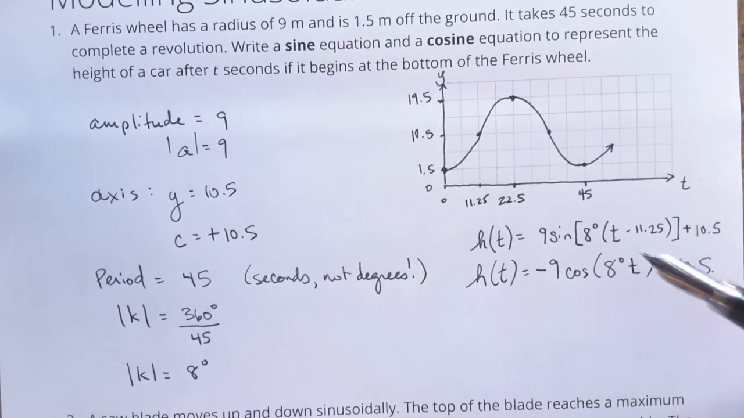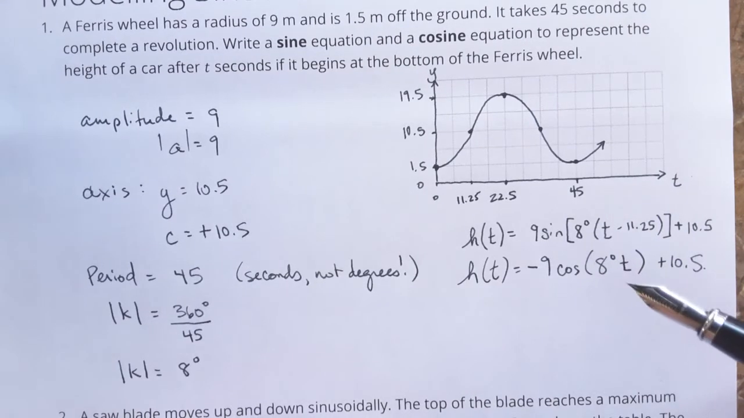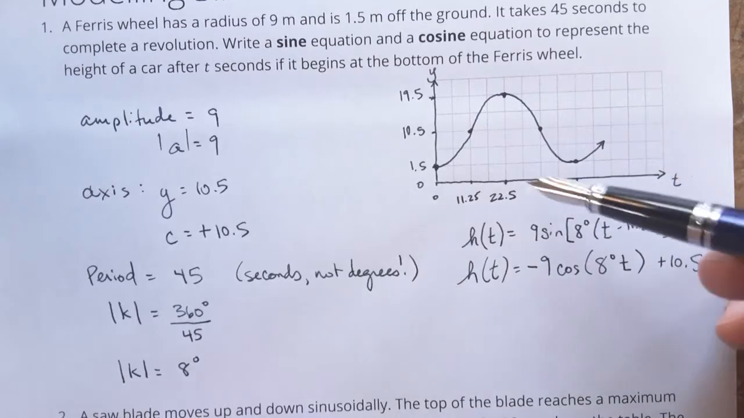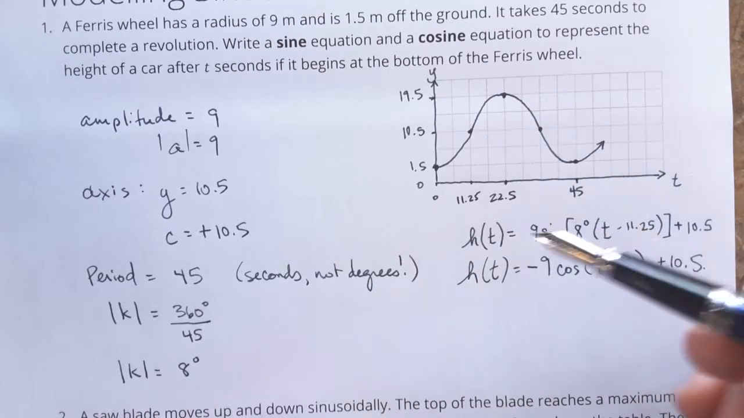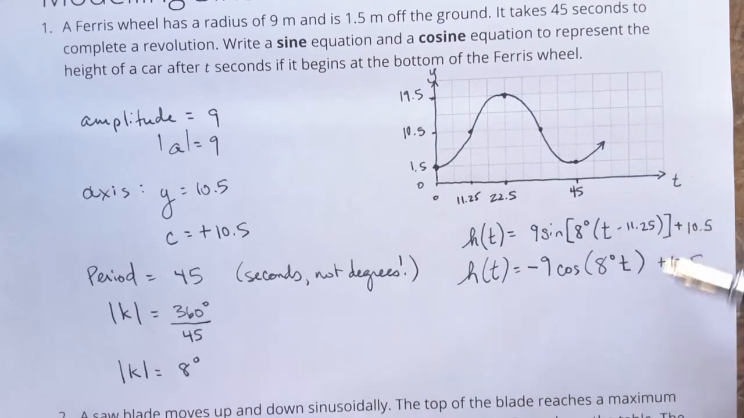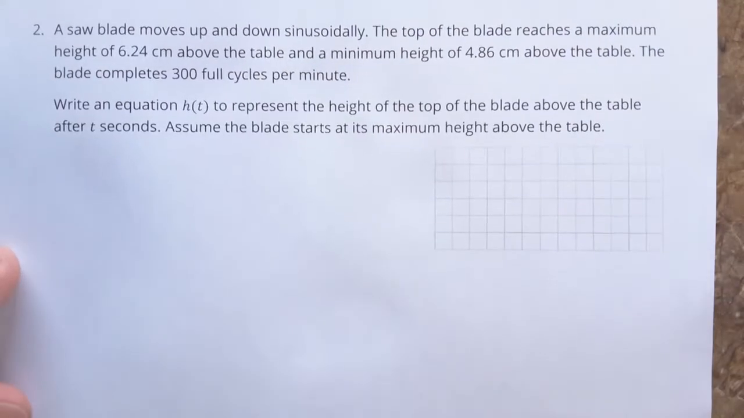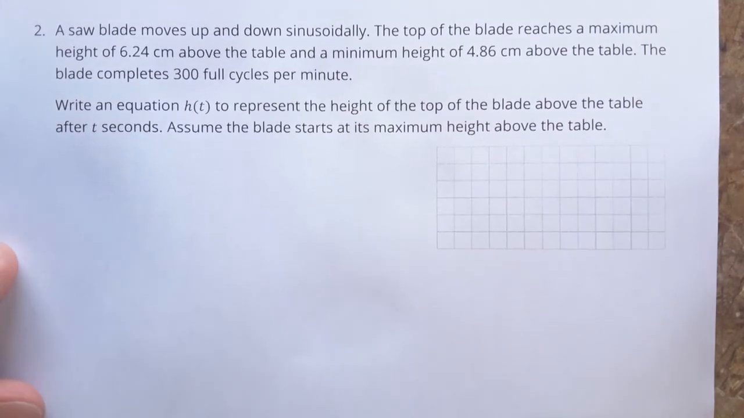And once again, you could now use this, for example, to say, how high will the Ferris wheel be at 100 seconds? That would be difficult to see on the graph, even by extending it. You put 100 in for t, find h of 100 in either equation, and you'll find out what the height is from then on. Okay, in our second example, we have a saw blade that moves up and down sinusoidally.